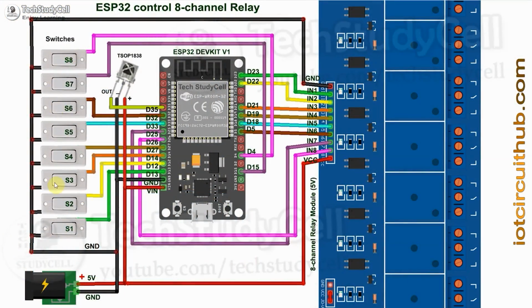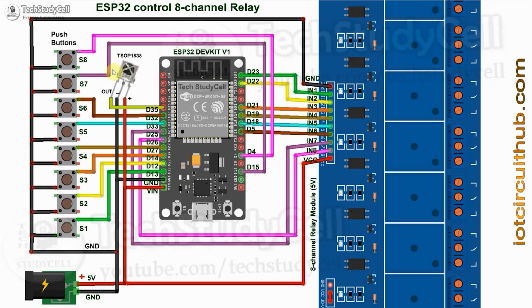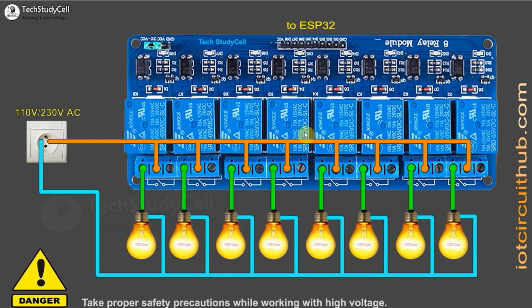Here you can see these switches are connected across the GPIO pins and the ground pin. And for the IR remote control, please use an IR receiver with a metallic case. And if you want to use push buttons, then you can refer to this circuit. And please take proper safety precautions while connecting these appliances with the relay module.